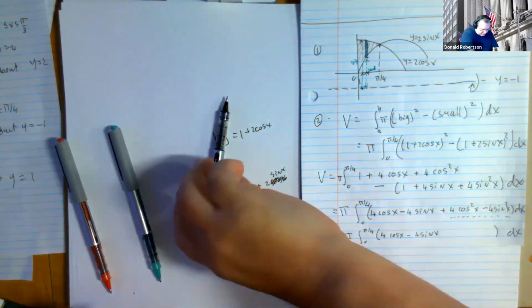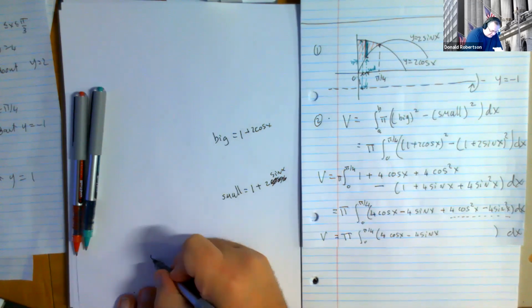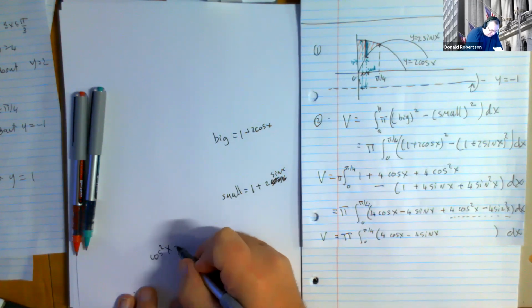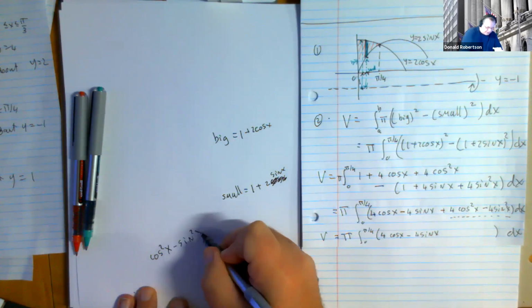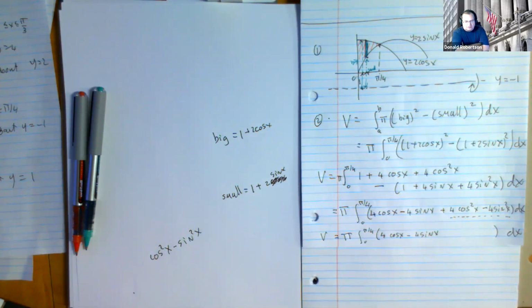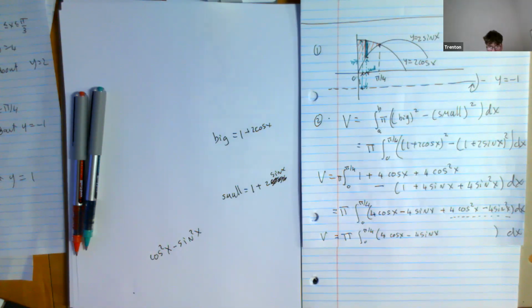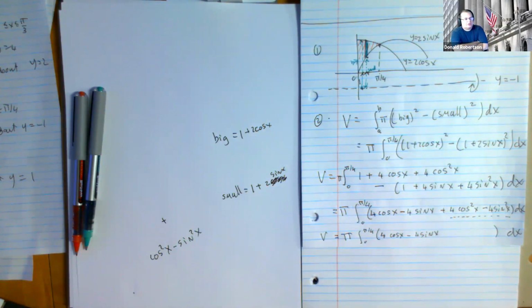So somewhere, someone in this class, hopefully, is going to tell me what cos squared minus sine squared is equal to, because it's a trig identity. 1. That would be correct if there was a plus. But since it's a subtraction, that's not going to work. So what would it be for this guy?